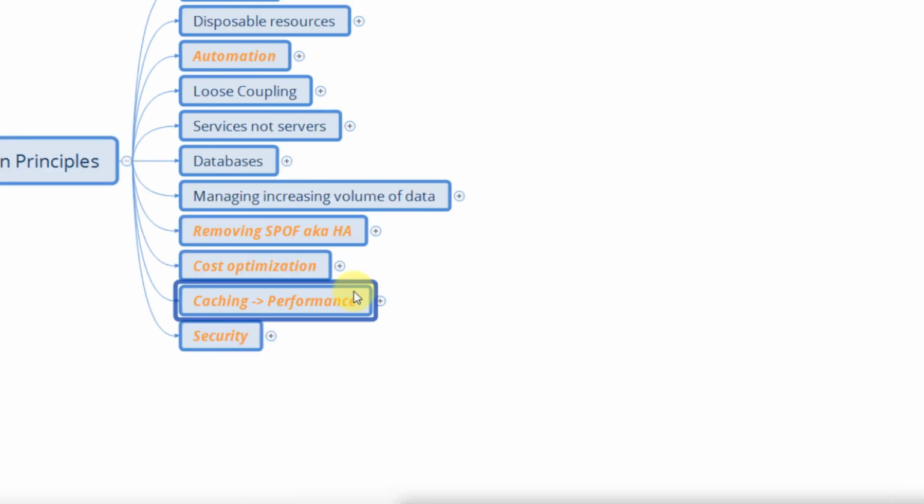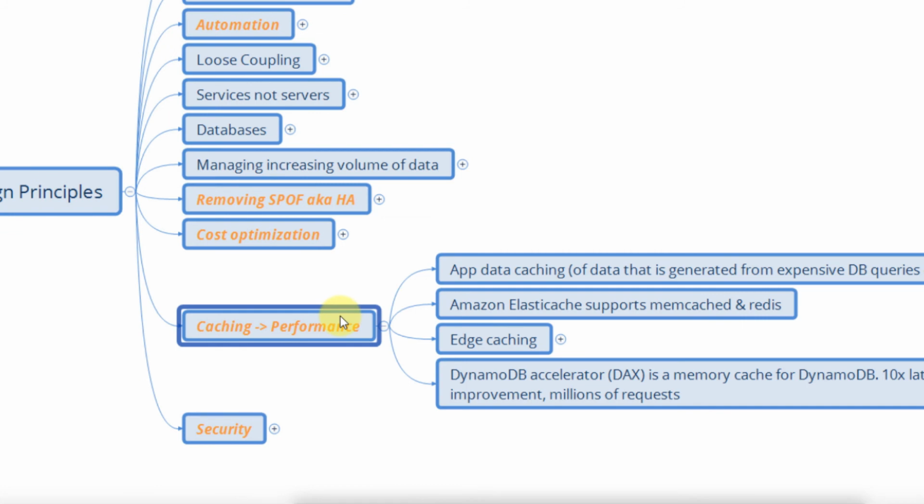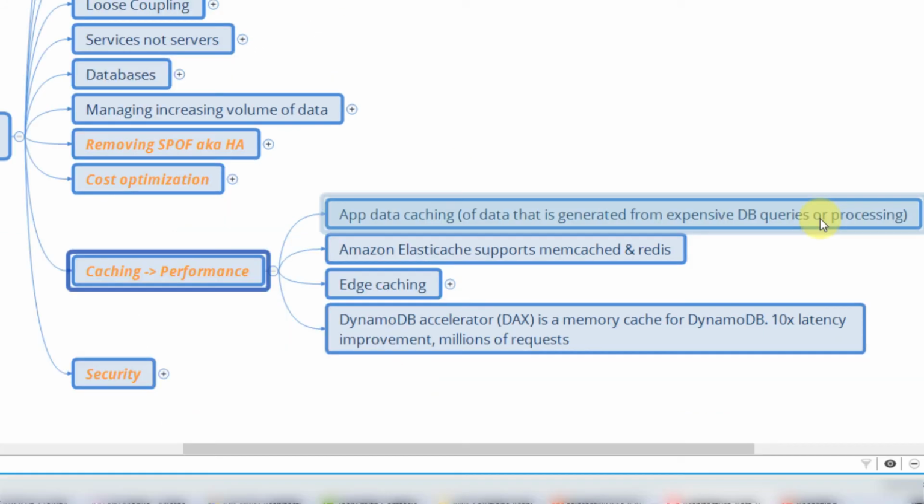Let's move on to caching. Performance is a core architectural requirement. Caching is an important way to meet that goal. So here's some ways you can cache results and improve performance through caching. If there are results that are obtained by expensive database queries, it's a good idea to cache the results, especially when the results are reusable by multiple requests.